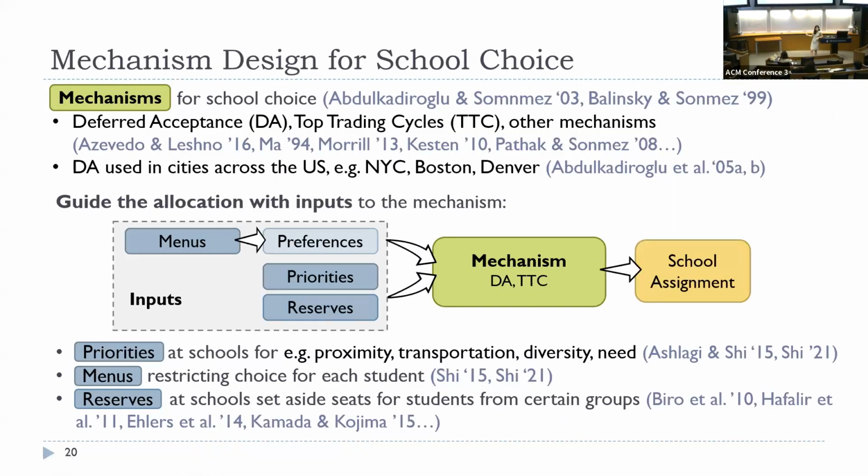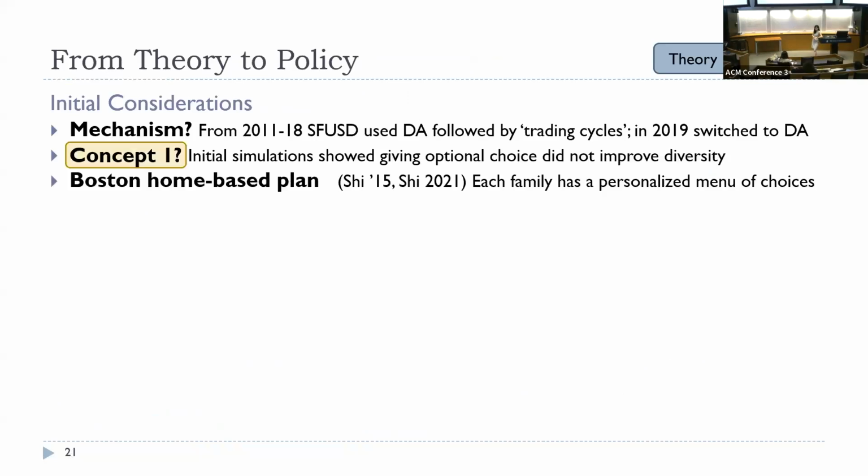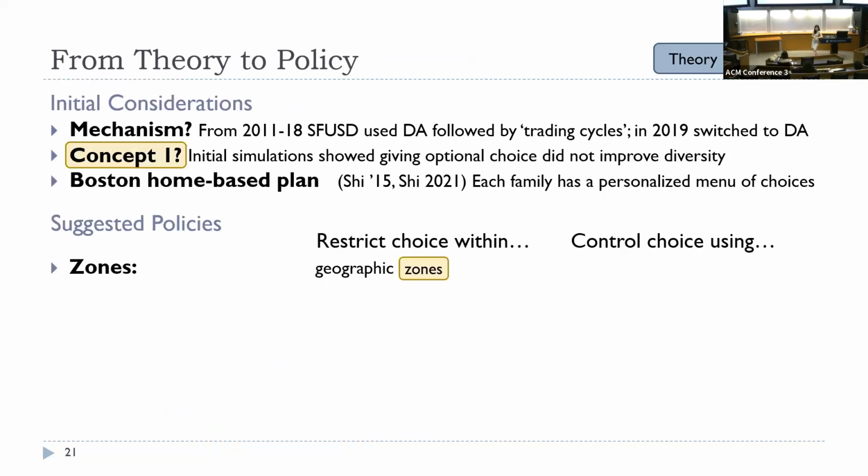And what we're going to do in this work is take these tools that are already suggested in the literature, but not really studied too much, and just heuristically apply them and see how well each of them works in our context. I'm going to skip over these initial considerations and just tell you about the policies that we considered. The first policy we considered was zones.